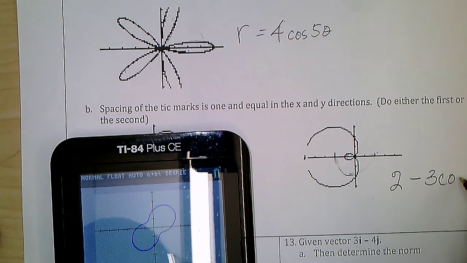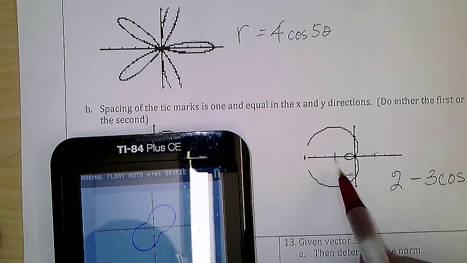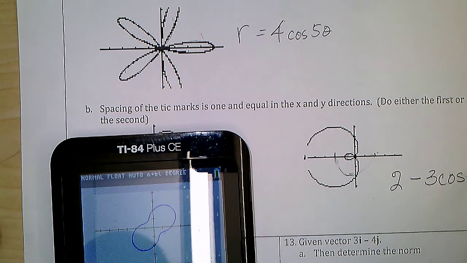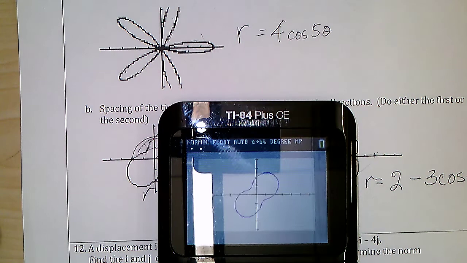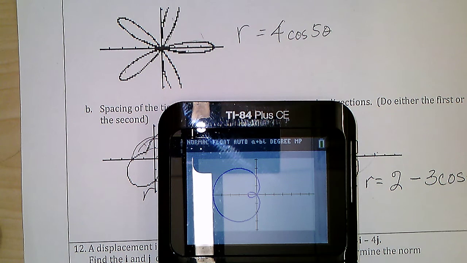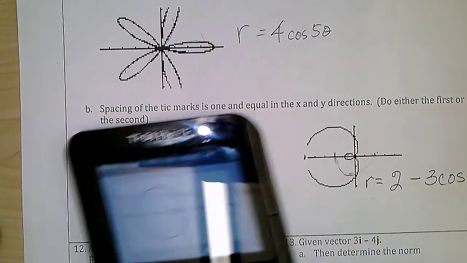Cosine, I want to start at the top of it. And it looks like it just does one cycle around. So I'm just thinking it's probably theta. Let's see if that's right. 2 minus 3 cosine, and I need the 3 theta in there. And that's pretty much what it looks like.